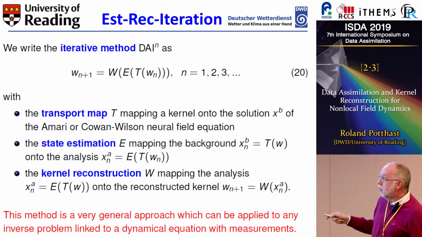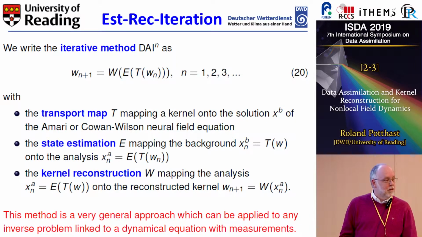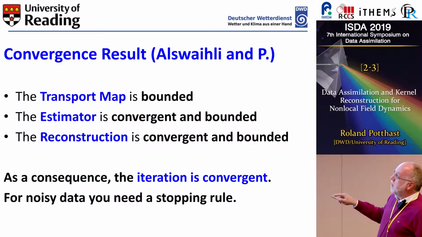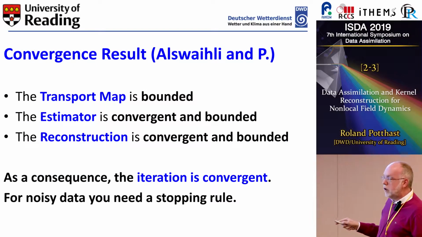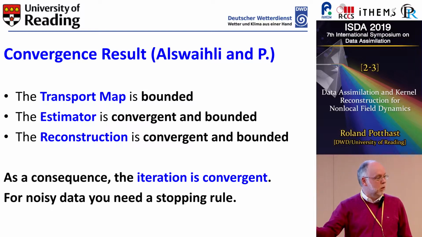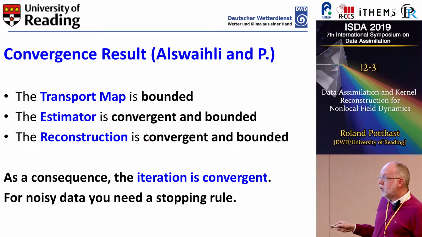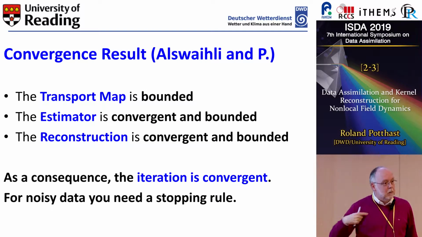And then I basically go around here, and we looked into the mathematical theory of this convergence and stability, and this is just a summary slide for this before I show you this final slide. The transport map is bounded, as I showed you, coming from Banach. The estimator is convergent if you have enough data, and if you have the true data, you can choose all your parameters in a way that you get the kernel estimated. And the reconstruction is convergent and bounded as well. So altogether, the iteration is convergent in the sense that if you had enough measurements, it would just go over time to the correct solution.